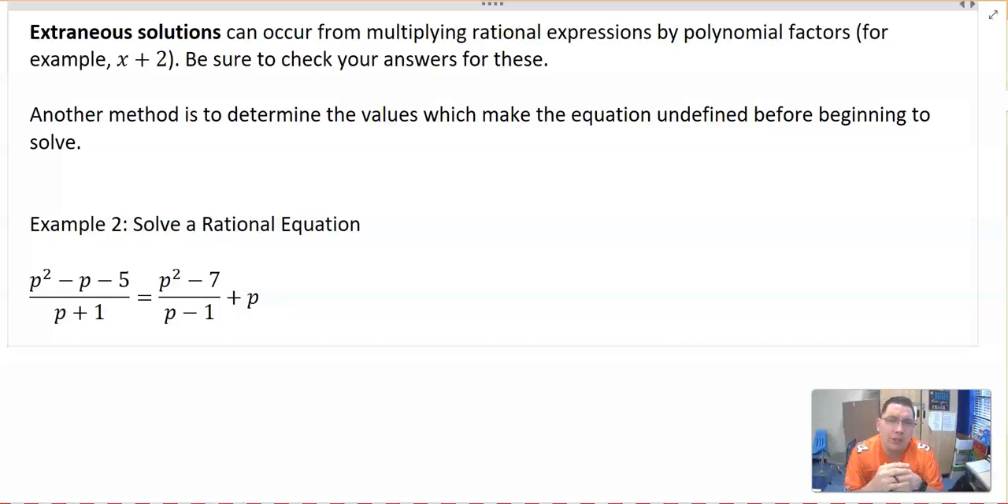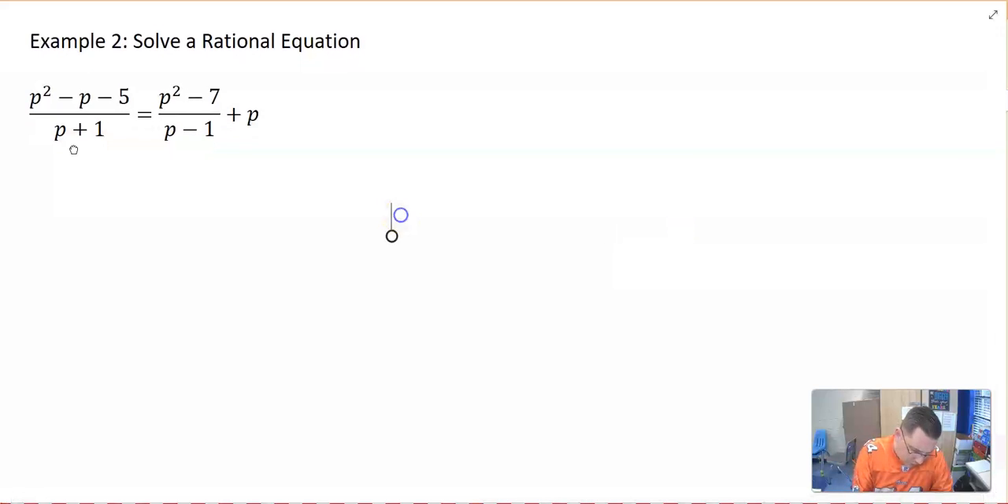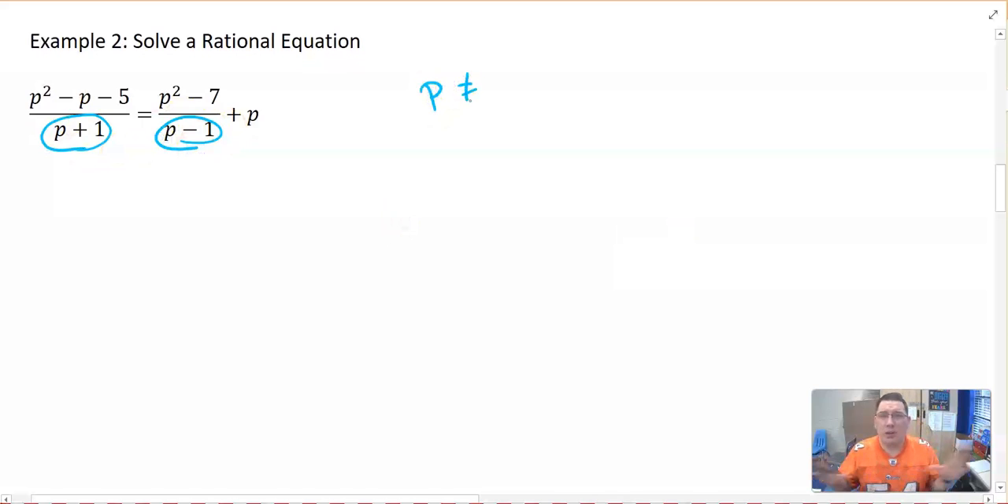Now, one way to know of certain values that won't work is to check your denominators. What values of the variable would not be possible because it's going to make it undefined. So let's look at example 2 to see that in action. So we first want to look at these denominators and know what can p not be equal to no matter what I do to this problem. Well, p plus 1 equals 0, so that's -1. And p minus 1 equals 0, so that's going to give us +1. And so p cannot be positive or -1. No matter what happens in this problem, if I get -1 or I get +1, I immediately throw that answer out the window. All right, so let's see how to solve this one.